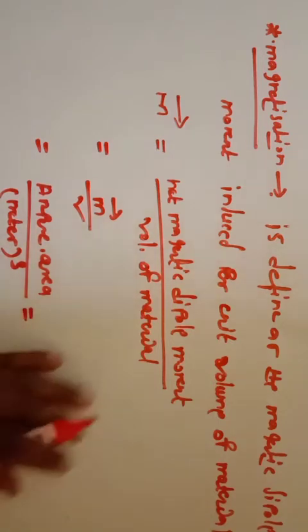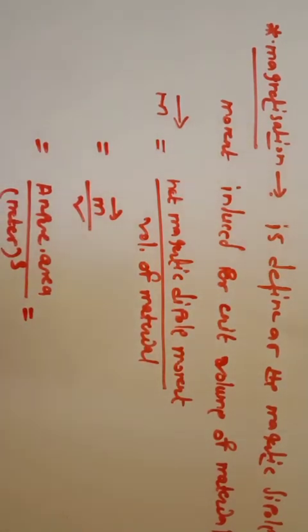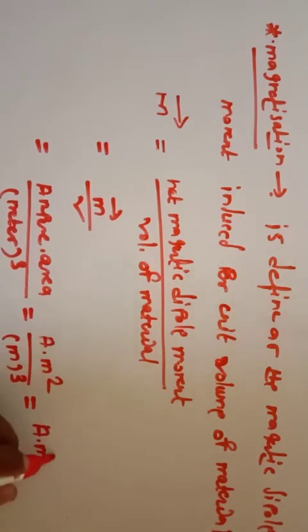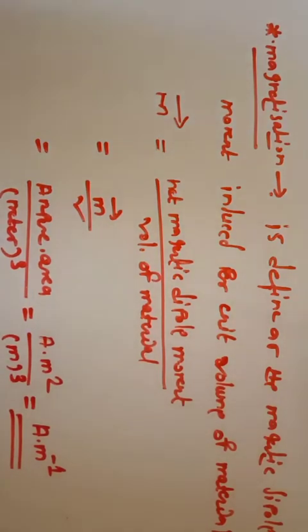We know that area has a unit of meter square, so the net magnetic dipole moment has unit ampere into meter square, and the unit of volume is meter cube. Ampere meter square divided by meter cube, if we solve this, we get ampere per meter. So this is the unit of magnetization.